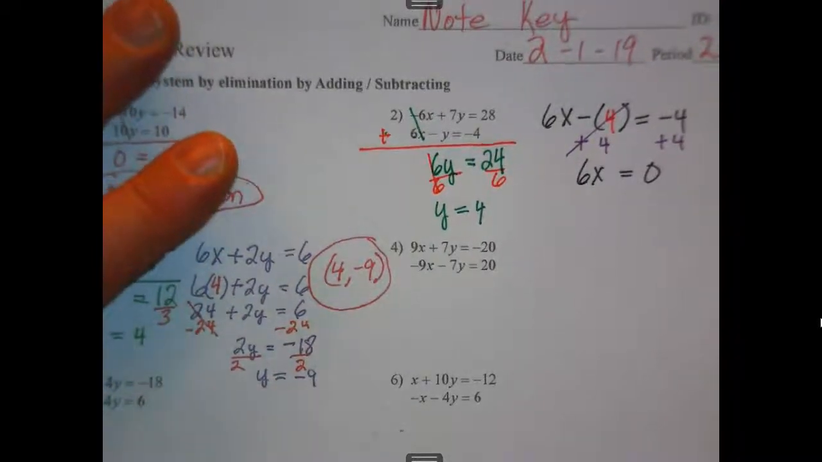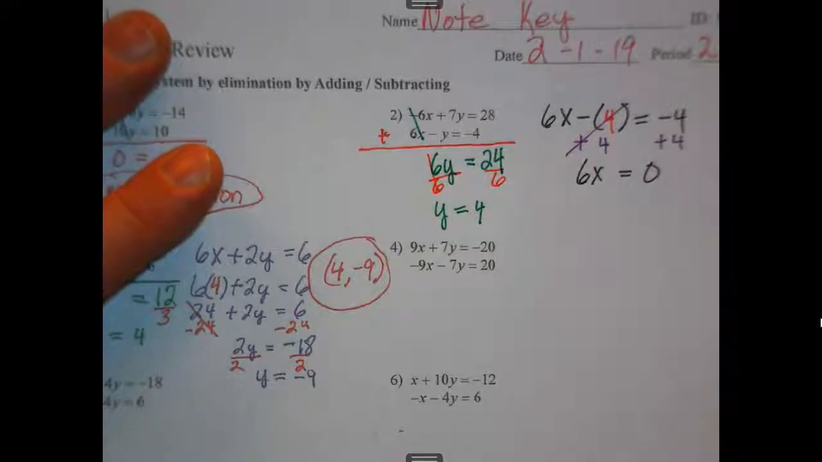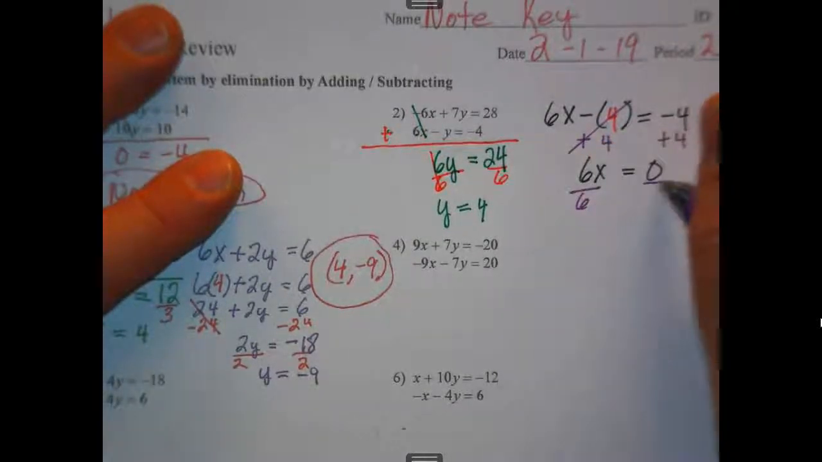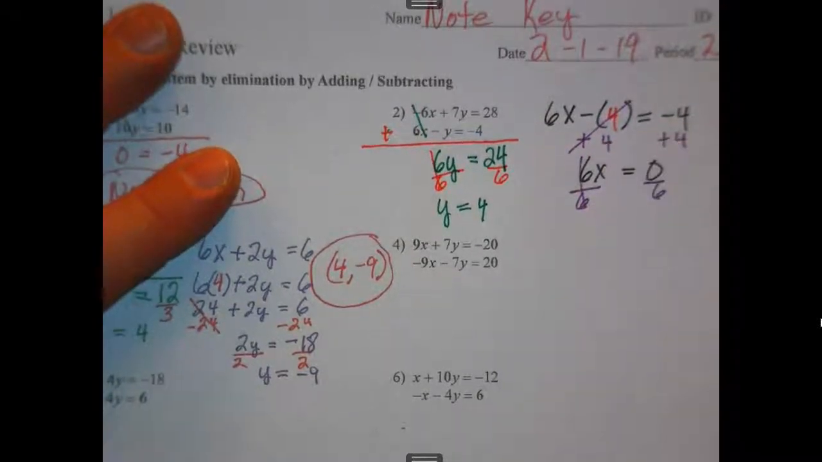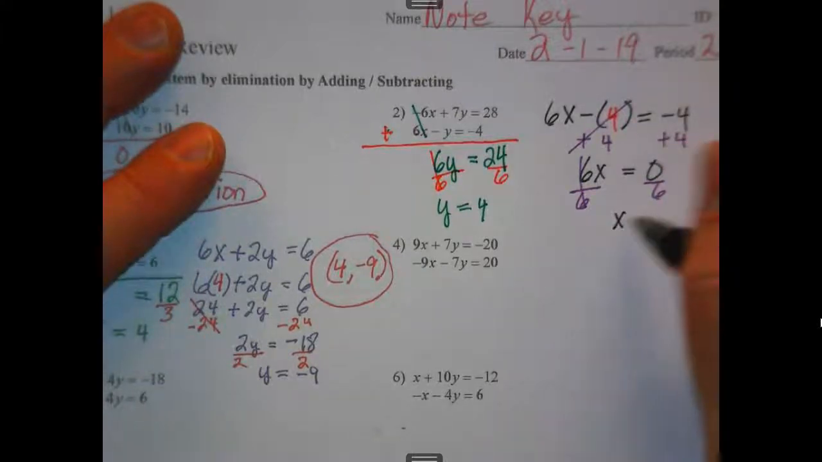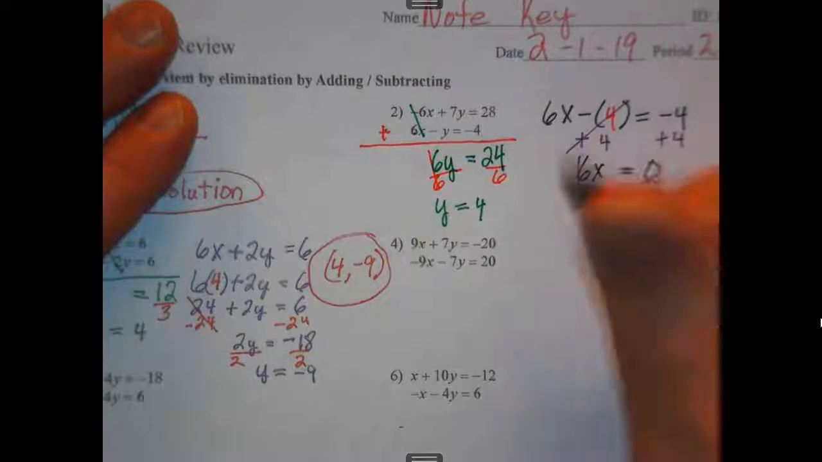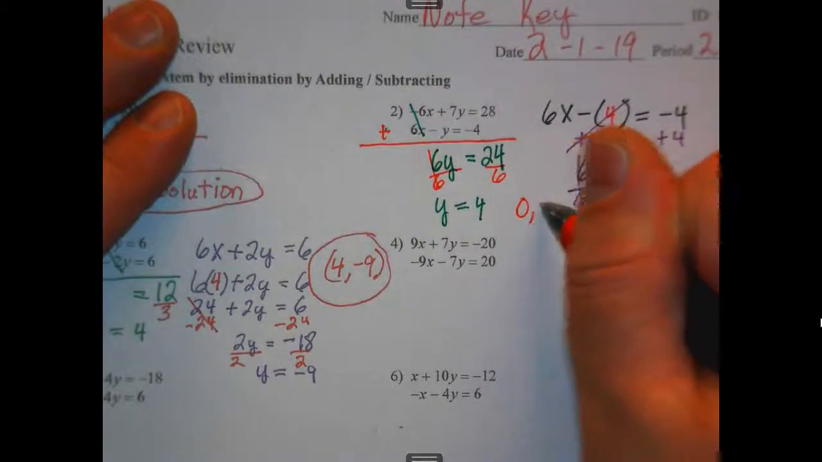Divide by the coefficient 6. X equals 0. So this intersects at exactly 1 point, and that point is 0, 4.